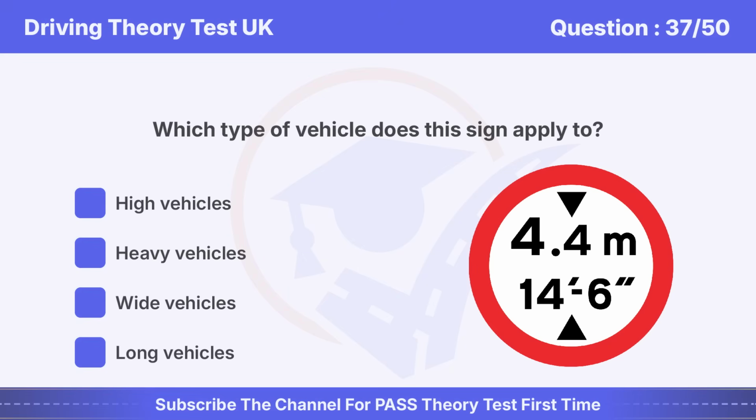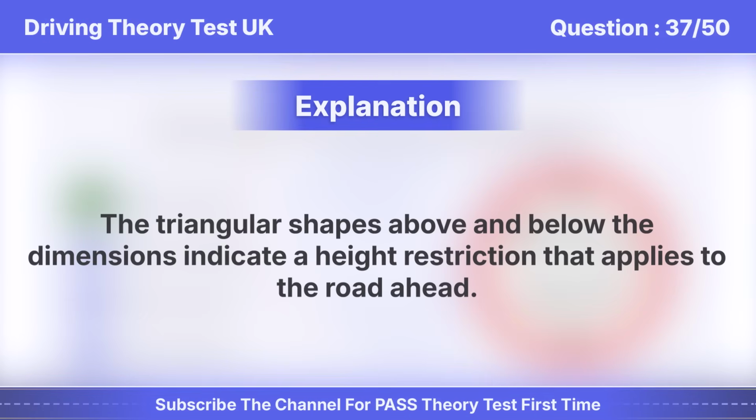Question 37. Which type of vehicle does this sign apply to? Answer is A. High vehicles. The triangular shapes above and below the dimensions indicate a height restriction that applies to the road ahead.